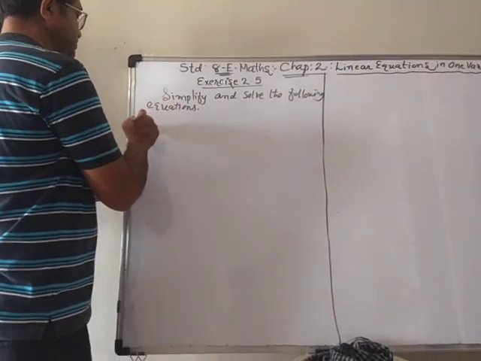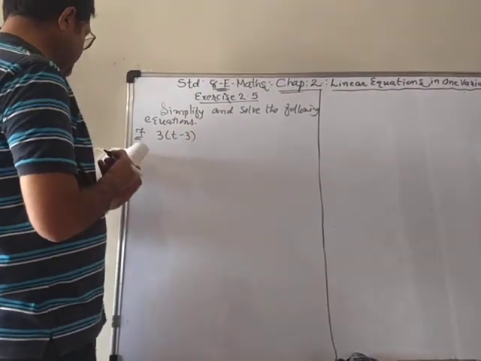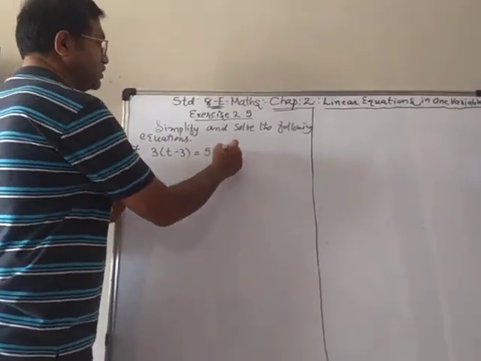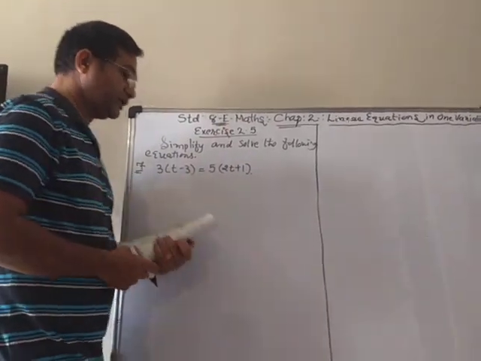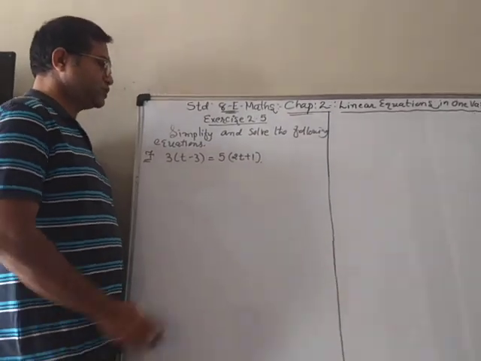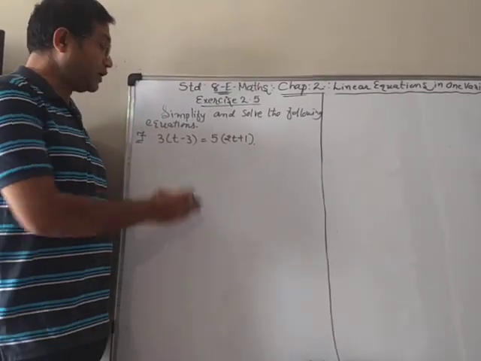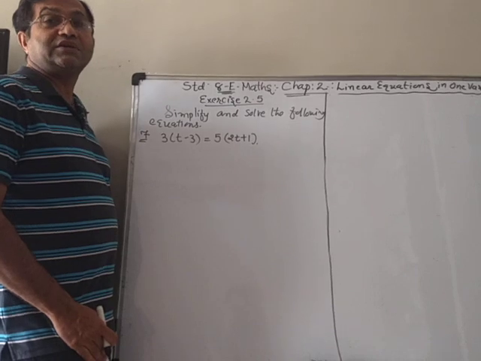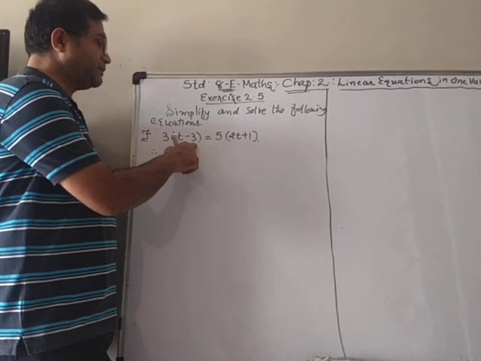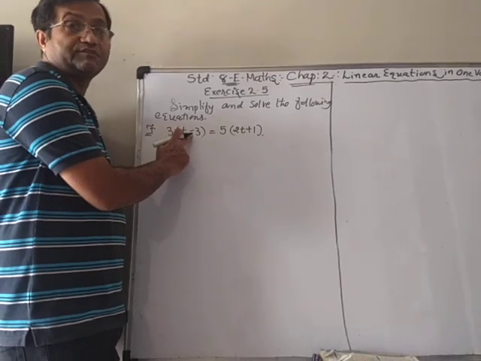Question number 7 first. It is given that 3 into bracket t minus 3 is equal to 5 into bracket 2t plus 5. So here it is very simple, because there is no denominator, so it is less effort. We only have to open the bracket by distributive property. So here 3 is outside, so 3 will be multiplied with both of them, and here there is no negative sign, so we don't have to worry. Whatever sign is there, you have to write down.